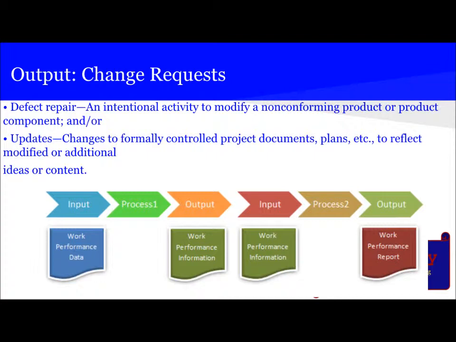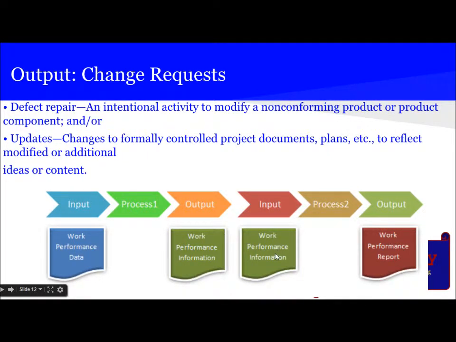Next is the DIKW model in project management. DIKW stands for Data, Information, Knowledge, and Wisdom. Here, work performance data is the data from the executing process, which is the raw data. Then after the controlling processes, the output is work performance information. This is from the controlling processes, for example, integrated information. An example could be the status of the project.